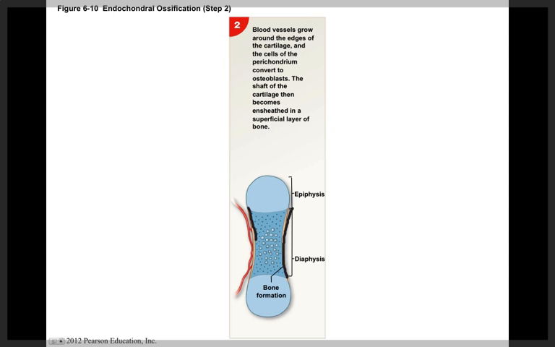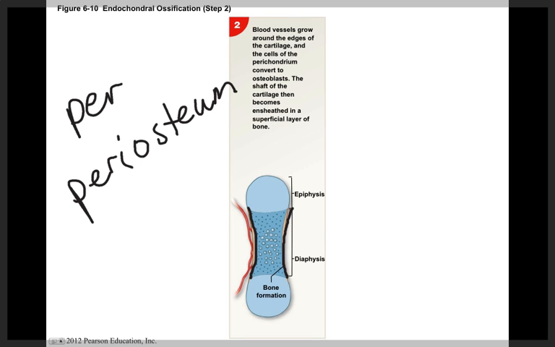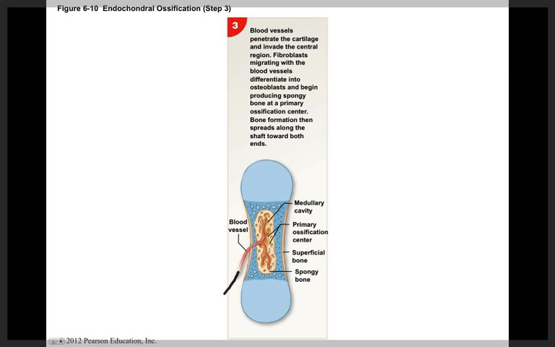Now that the shaft of the cartilage has bone surrounding it, we no longer call the dense connective tissue perichondrium, we now call it periosteum. It's the same dense, irregular connective tissue, but now it surrounds bone instead of cartilage, and so we call it periosteum instead of perichondrium. In the next stage, these blood vessels start to penetrate deep into the cartilage.